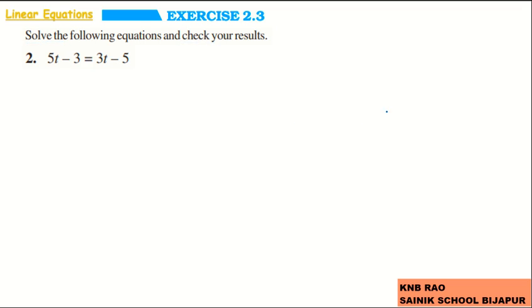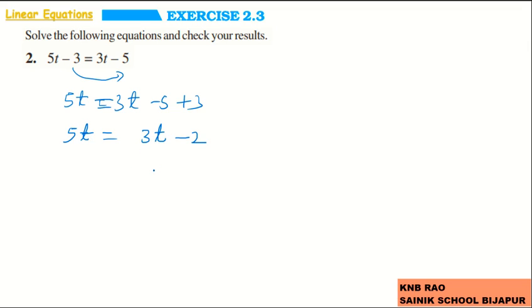Question number 2. Here 5t minus 3 equals 3t minus 5. First, this subtrahend 3, I will transpose to that side. So, 5t equals 3t minus 5 plus 3, and here you could watch minus 5 plus 3 can be further simplified. So, minus 5 plus 3 is minus 2, where on the left hand side we have 5t. Now, I will transpose this 3t to the left hand side. So, 5t minus 3t equals minus 2.